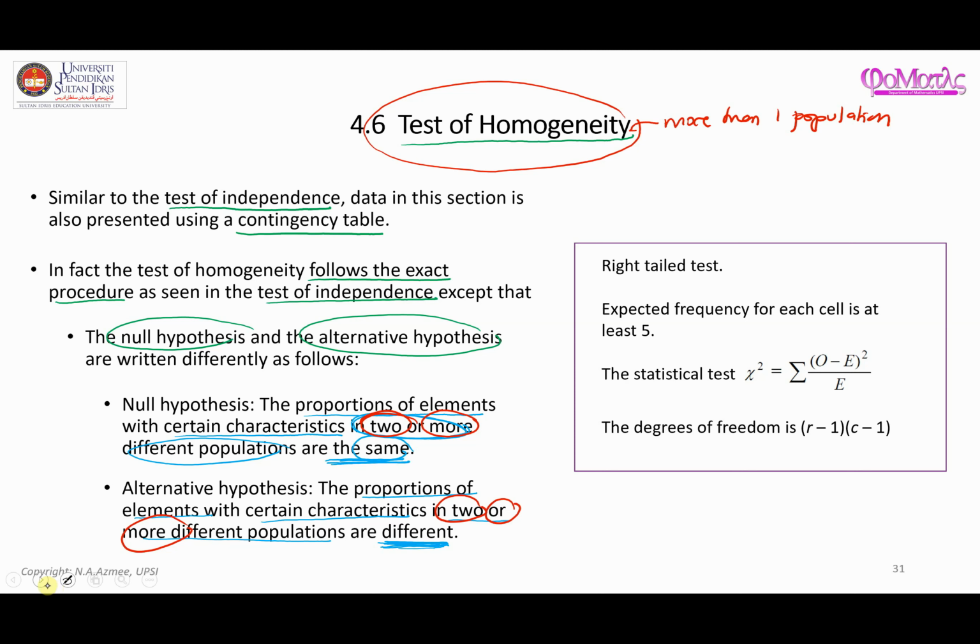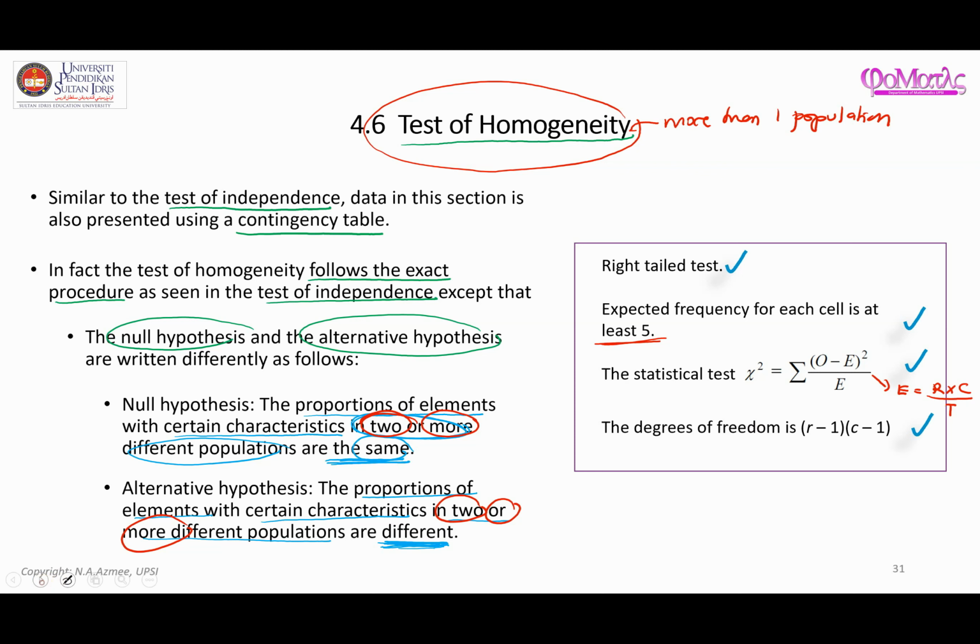Now, apart from that, you will see that the test of homogeneity is also a right tail test, a one-sided test, where the critical region is on the right side of the distribution, and the expected frequency for each cell has to be at least 5. This is also similar to what you have seen in the test of independence and the goodness of fit test. The statistical test is given by this formula, and if you want to find the expected value, it can be found using the same formula which you have seen in the test of independence, which is big R times big C over big T. So these all correspond to the total values for each row and each column and the overall total. The degrees of freedom is also similar.